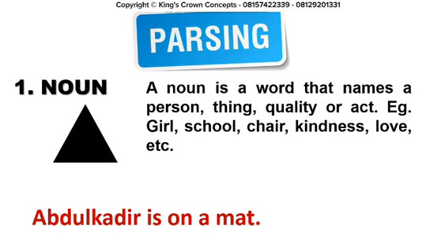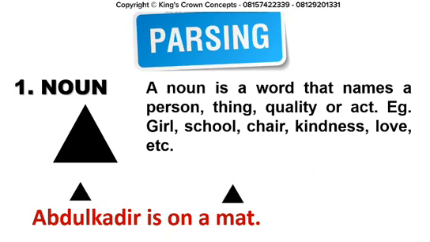So you can have like five black triangles. You can create them yourselves, like we will produce them and sell them based on their sizes and the actual colors. You can improvise and make them yourselves, like five pieces for each of the parts of speech based on their color and shape. So Abdulkadir is on a mat. You now parse the two nouns that are there.